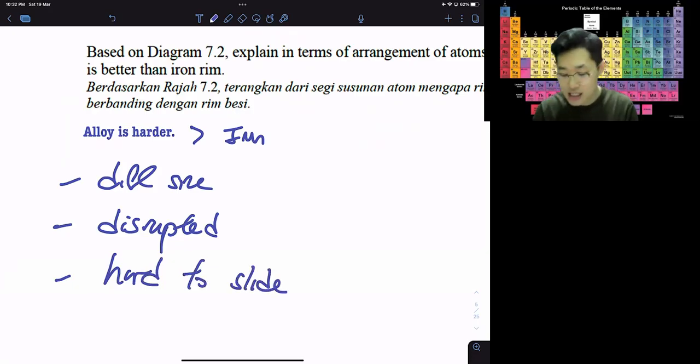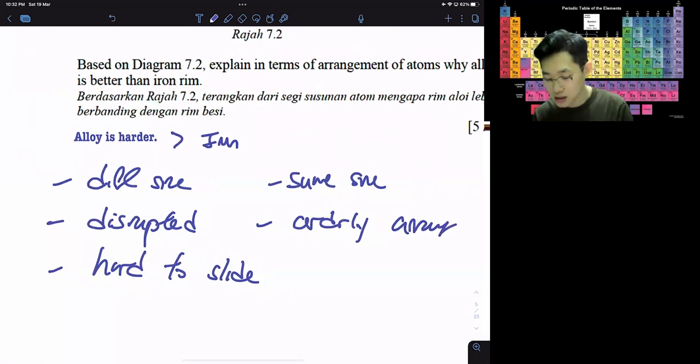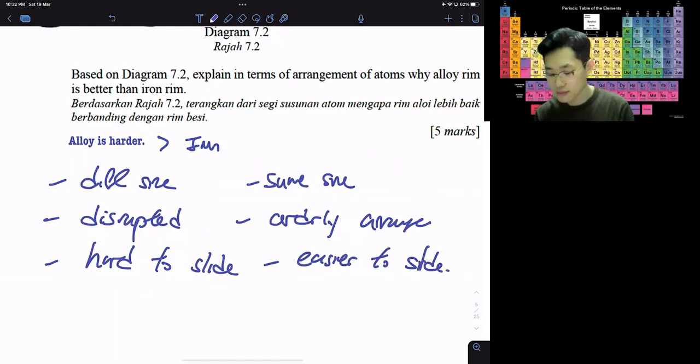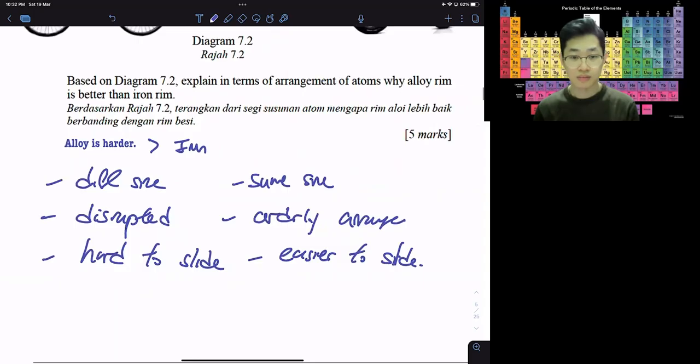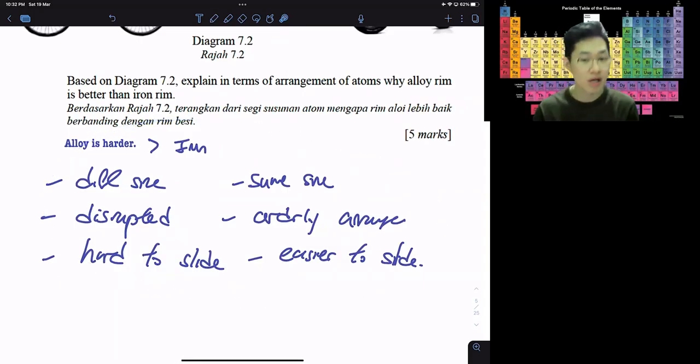While the iron is the same size, orderly arranged, and then easier to slide. Okay, for me, I will write around 6 to 7 points for these 5 marks. Okay, just like that.